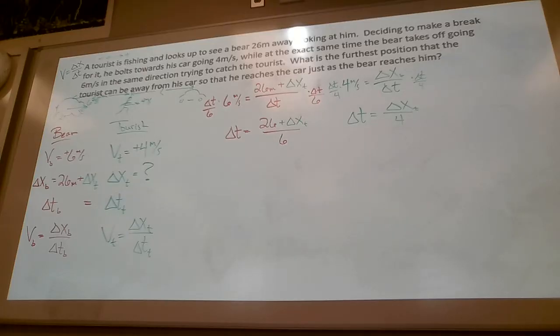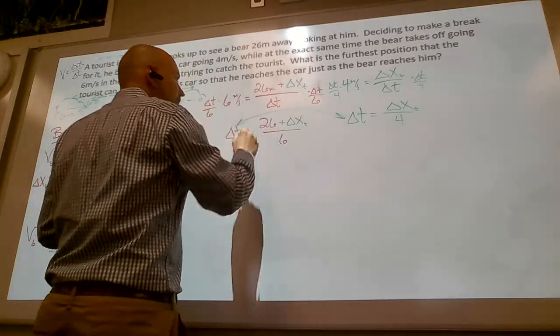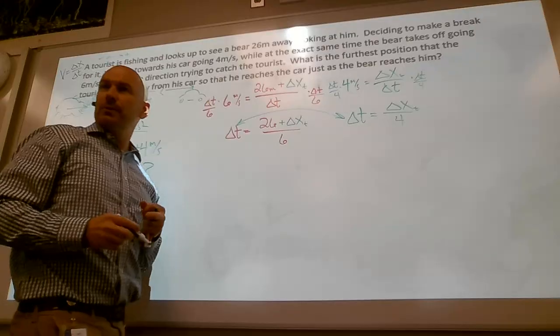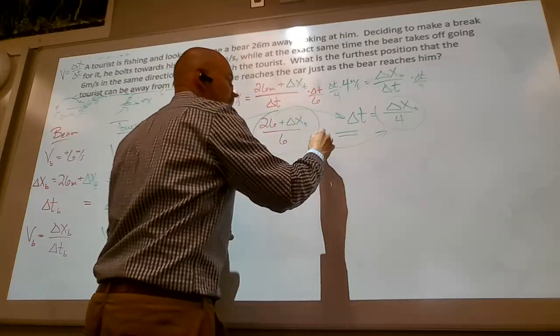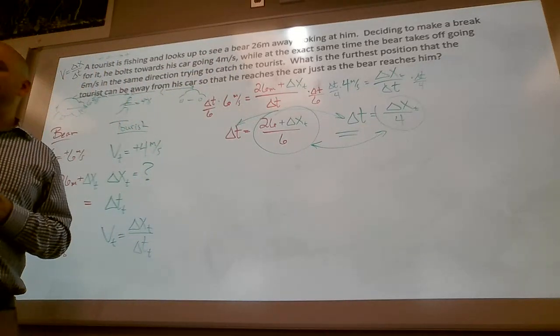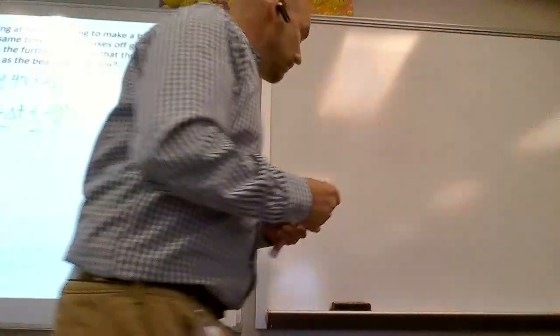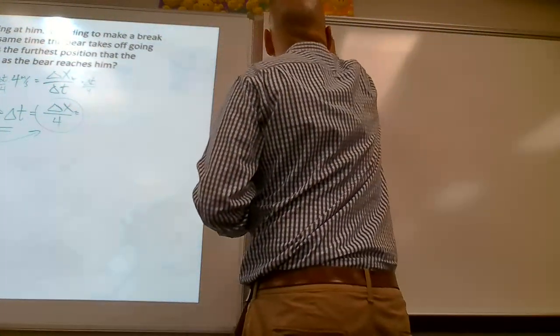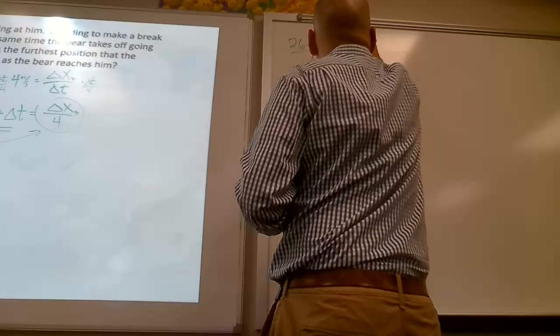Okay. From here on out, I'm not going to change colors. I'm just going to roll with it. Okay. So I know that the times are the same, so that this quantity and this quantity are equal. So I'm going to set them equal to each other. I'm going to bring that over here so we have a little more board space and everybody can see. So I'm going to say 26 plus delta X over 6 is equal to delta X over 4.